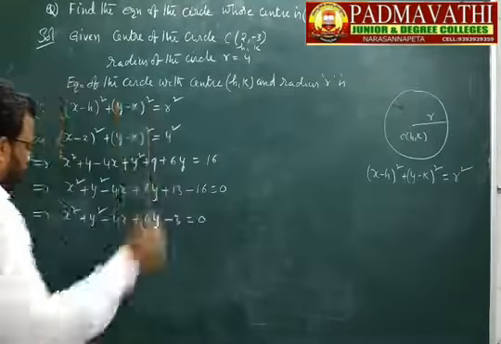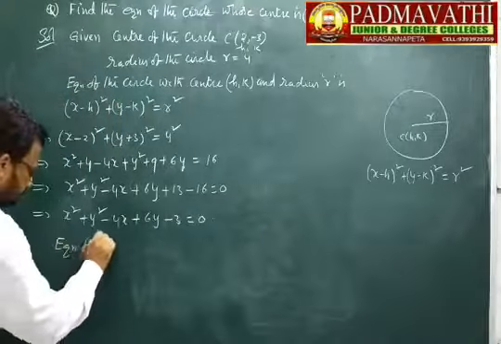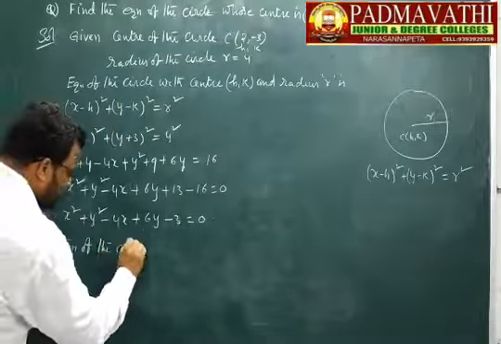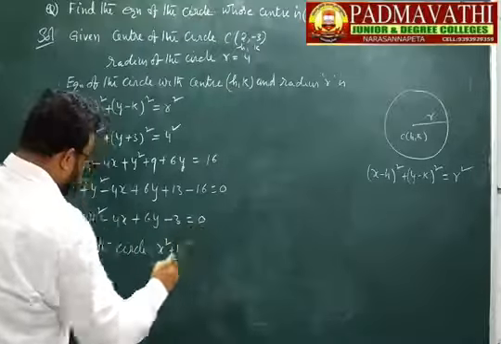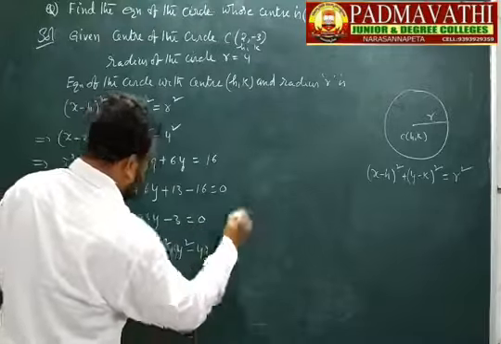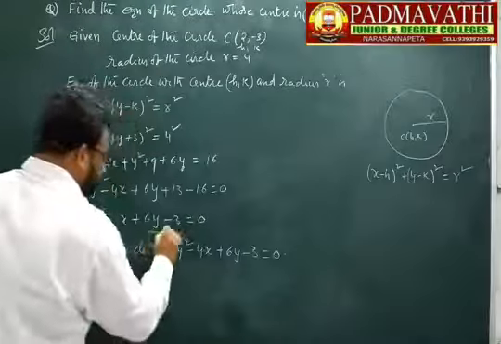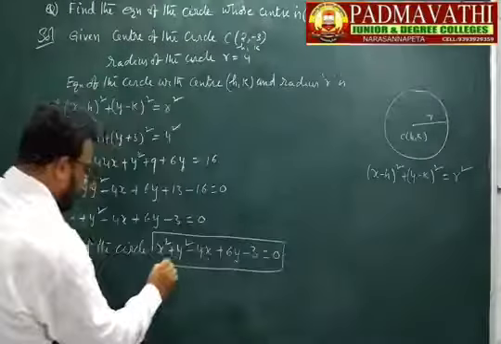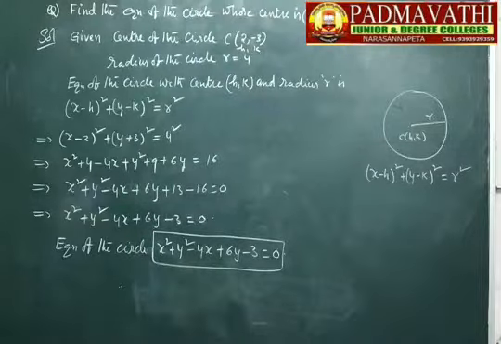Therefore, the equation of the circle is x² + y² - 4x + 6y - 3 = 0. This is the required equation of the circle.